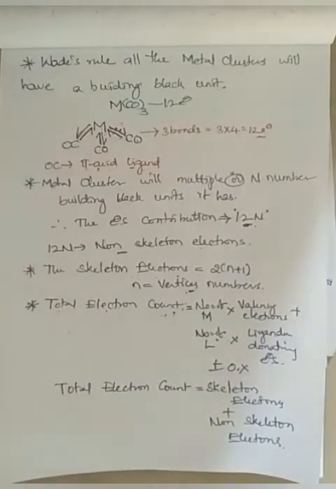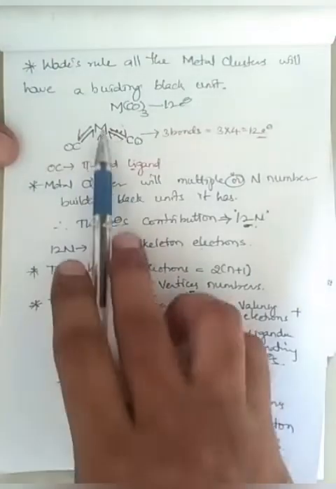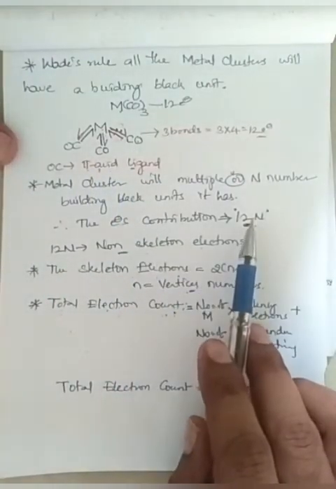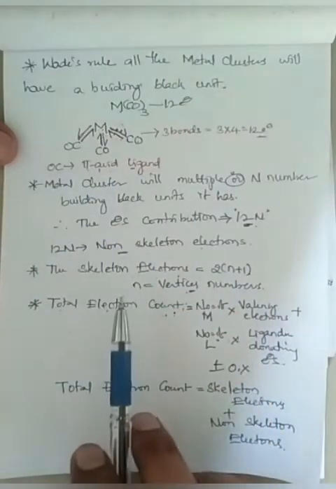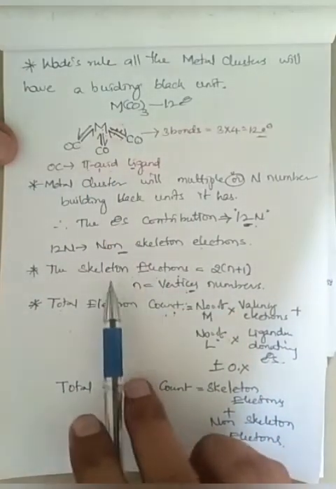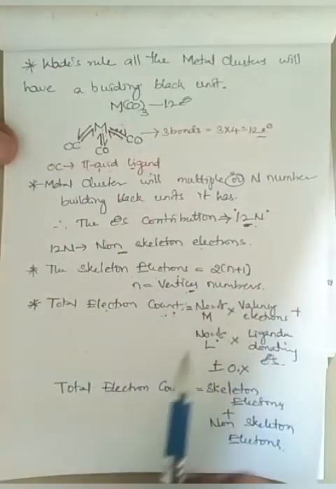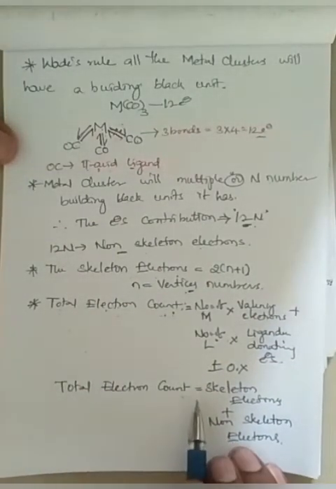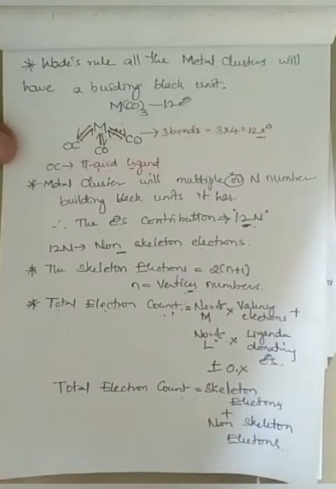Whatever the bonds in metal clusters, they may be from metal to ligand or metal to metal. The metal to ligand bonds are reflected by the number of non-skeletal electrons. Metal to metal bonding electrons can be reflected by skeletal electrons, whereas the total electron count reflects all the electrons. So the total electron count can be written as the addition of skeletal electrons plus non-skeletal electrons.